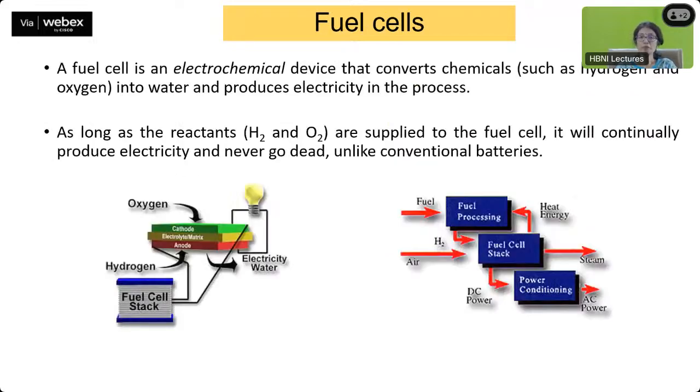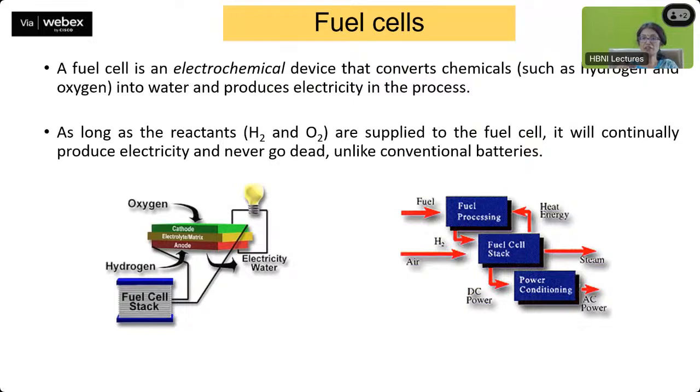Now coming to the second part of the energy materials, which is your fuel cells, the second part of today. So what is a fuel cell? It's an electrochemical device that converts chemicals like hydrogen and oxygen into water and produces electricity in the process. So a fuel cell, ideally, as long as you are providing the reactants, hydrogen and oxygen, supplied to the fuel cell, will continually produce electricity and never go dead.